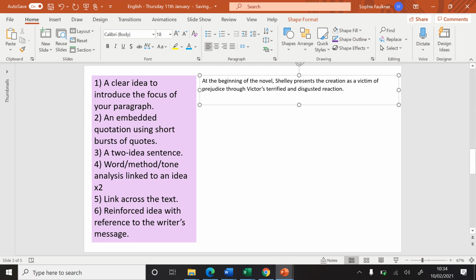Now I can move on to an embedded quotation. Remember, I need to explain what is happening, who is involved, and embed a tone word. So I'm going to say when he manages to animate the creation, Victor exclaims in horror that, and now I'm going to use short bursts of quotations. Remember, I said that it's important to embed enough quotations to give you enough to analyse. If I was just to embed wretch, that doesn't give me enough to analyse. I need to embed more.